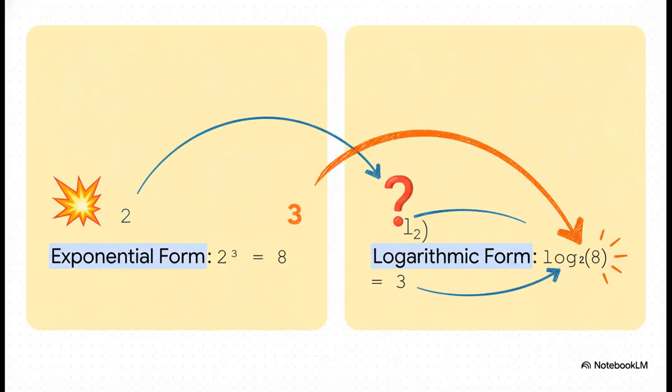But on the right, in logarithmic form, we ask, hey, starting with a base of 2, what power gets me to 8? And of course, the answer is 3. See how the base stays the base, but the answer to the log is the exponent? The exponent finally gets to be the star of the show.